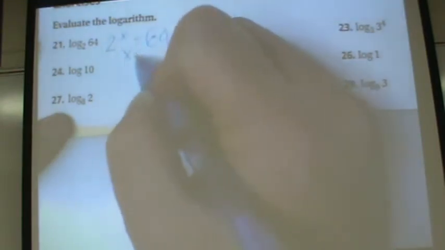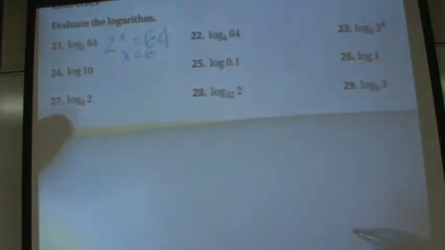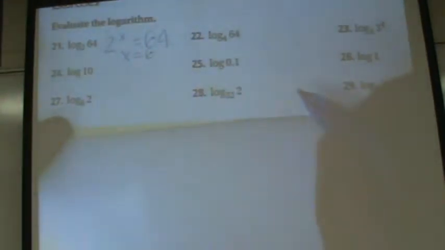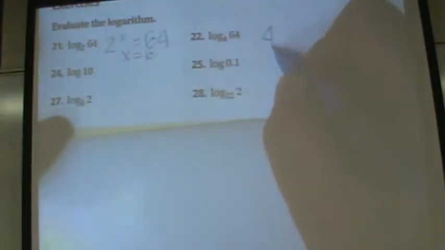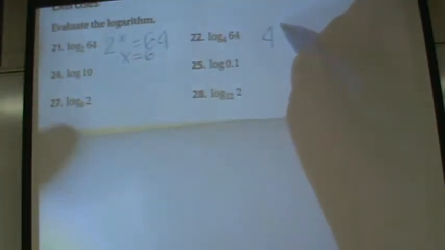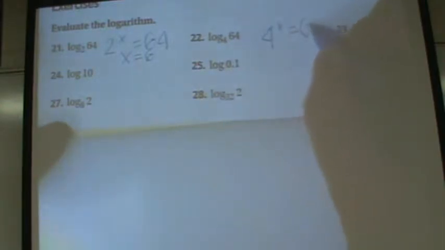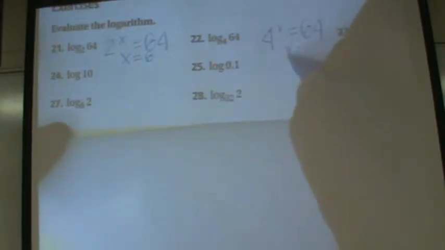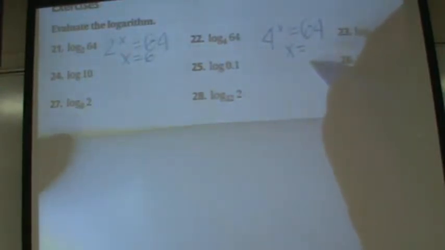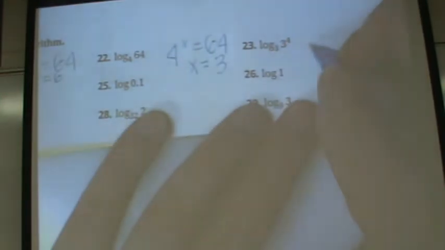Number 22. Rewrite that. 4 raised to what power is equal to 64? Well, 4 times 4 is 16. 4 times 4 times 4, yep, 4 to the third. Good.